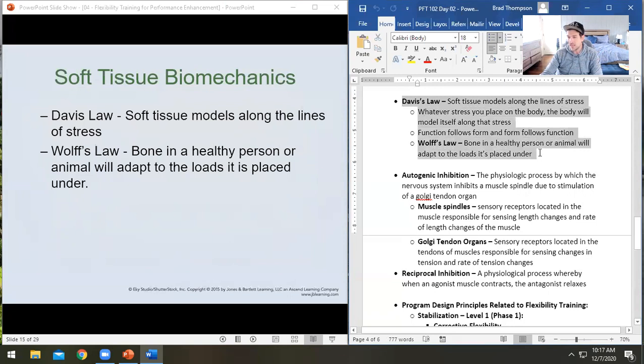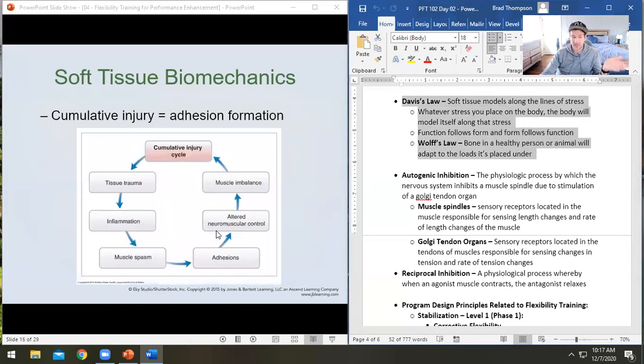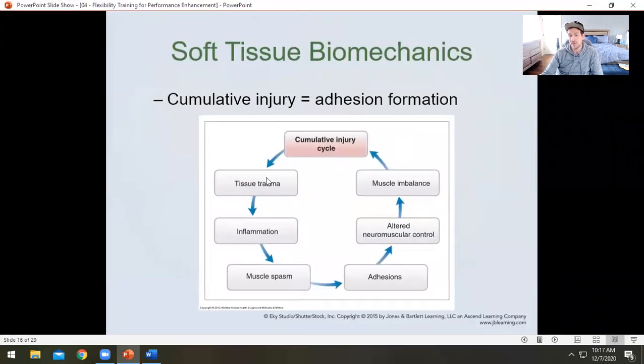So Davis's law and Wolff's law state why it's so important for us to perform flexibility training, right? Why it's so important for us to exercise regularly. Because we do not want to experience this, the cumulative injury cycle. You do not want to have some type of tissue trauma, which leads to inflammation and a muscle spasm. That leads to scar tissue, which leads to you not being able to move your muscle through its full range of motion, or ligament through its full range of motion, whatever.